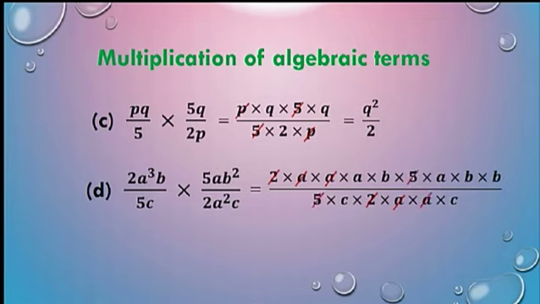Okay, so here you are left with a times b times b times b in the numerator and c times c in the denominator. So the final answer is a squared b cubed over c squared.